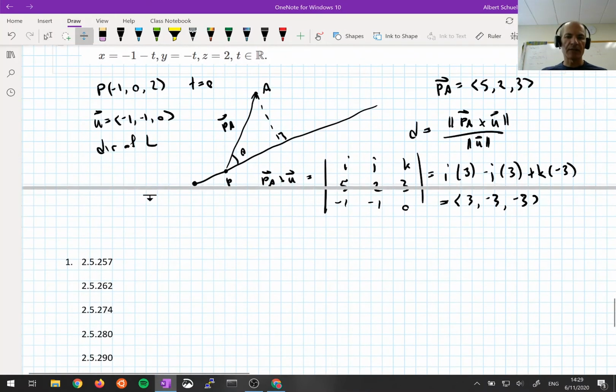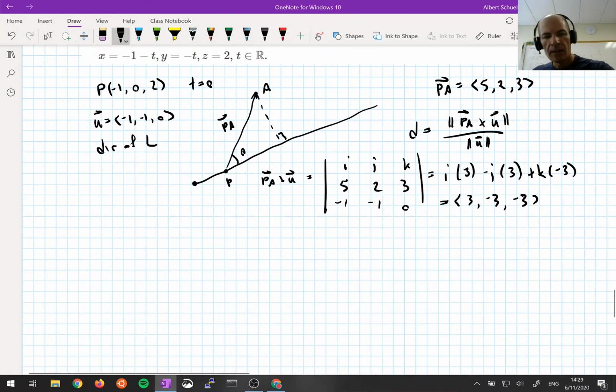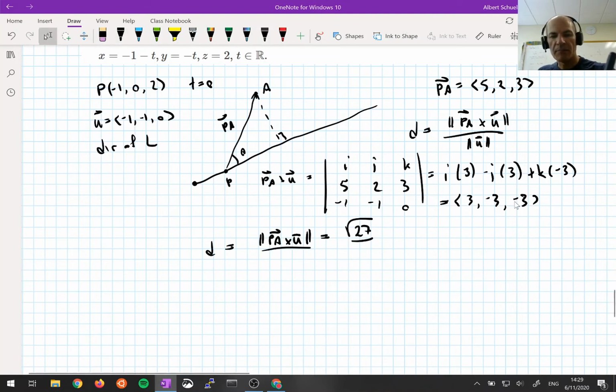All right, so what's the magnitude of that vector? The magnitude of PA cross U is the square root of the sum of the squares here. 9 plus 9 plus 9 is 27, square root. And then to get D, we need to divide by the magnitude of U. What's the magnitude of U? U is over here, that's 1 squared plus 1 squared, square root, that's square root of 2. So the distance from the point A off the line to the line is the square root of 27 halves. And the 2 is under the square root there.